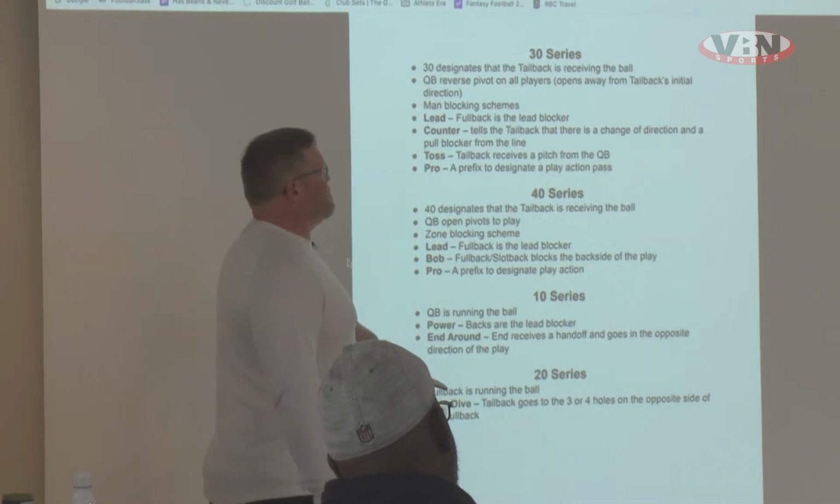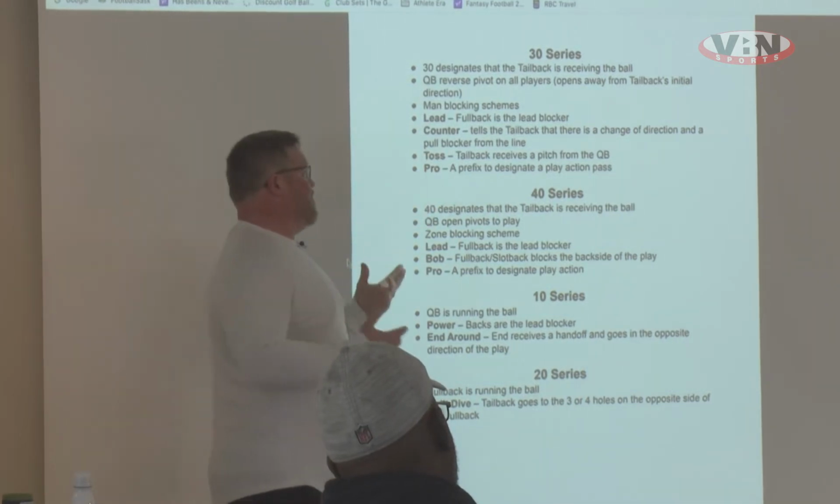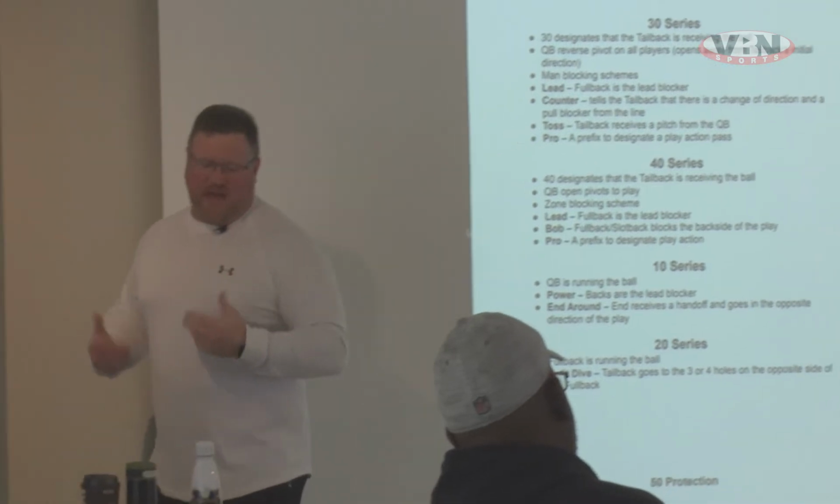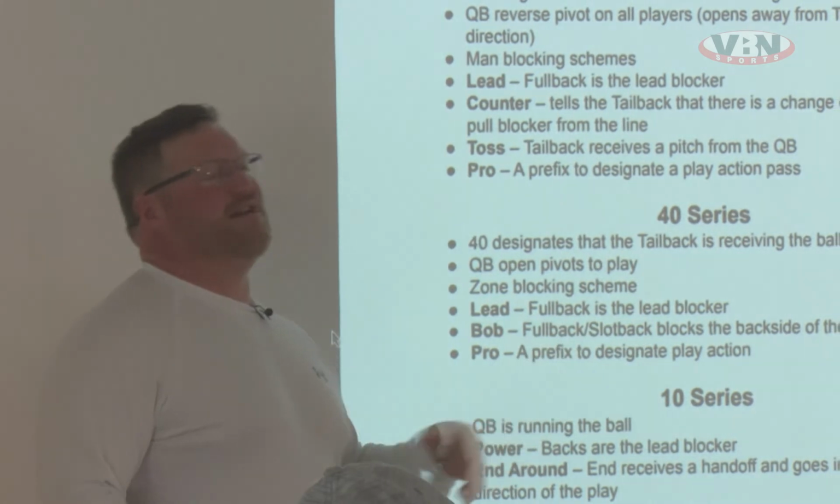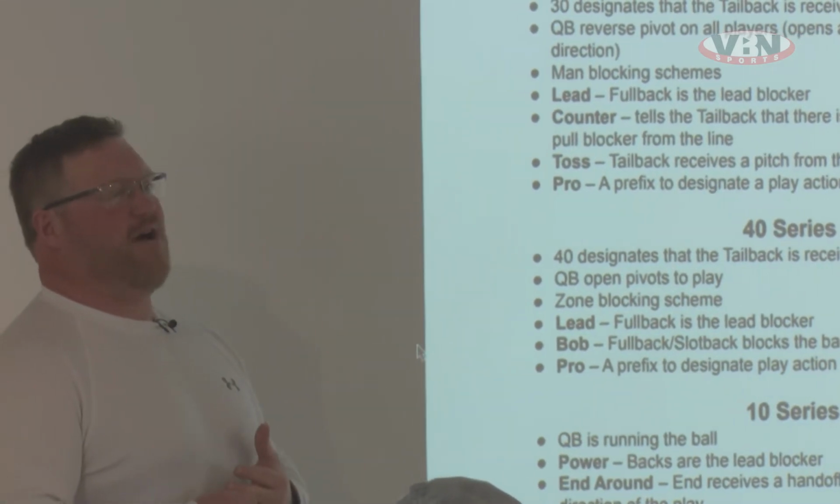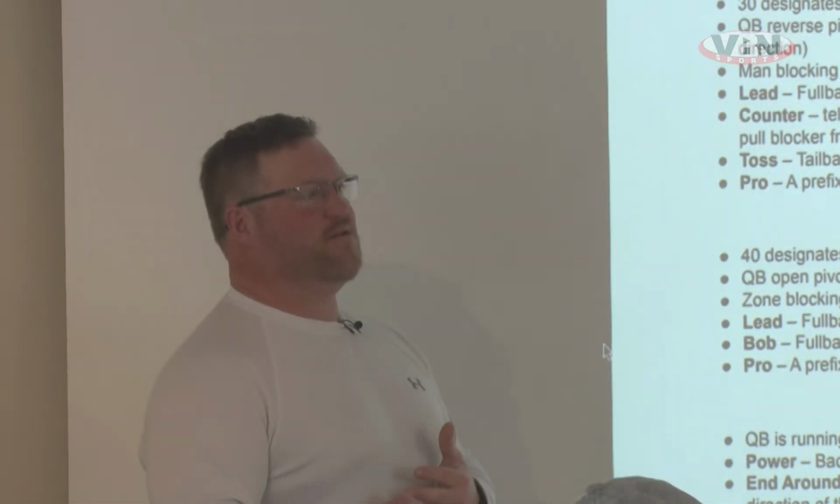Toss, tailback receives a pitch from the quarterback. Pro is a prefix to designate that it is a fake handoff and a play action pass. 40 designates that the tailback's receiving the ball. So this is where things changed slightly. So we had the 1, 2, 3 numbered backs, but then our 40 series just became how we're running our zone concept.